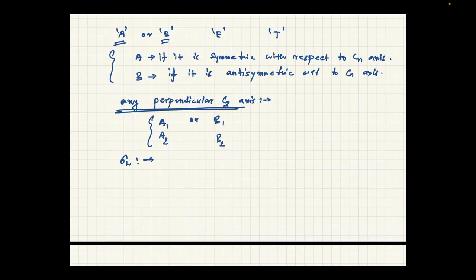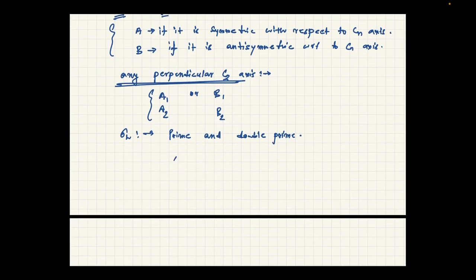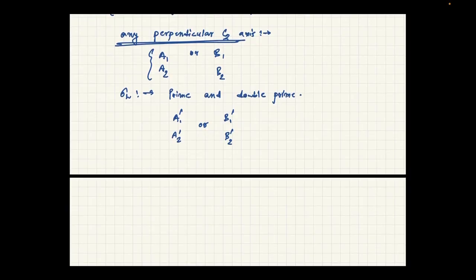Okay. Now sigma H comes from prime and double prime, like A1 prime or A2 prime or B1 prime or B2 prime. Okay, that means if it is symmetric with respect to sigma H, then it will be prime, and if it is antisymmetric, or the character is -1 with respect to sigma H, then it will be double prime.